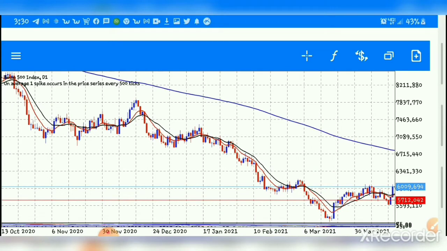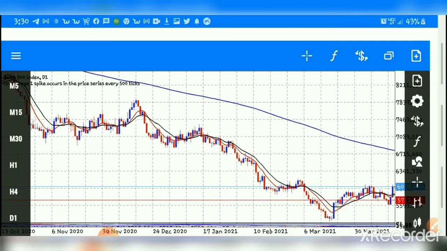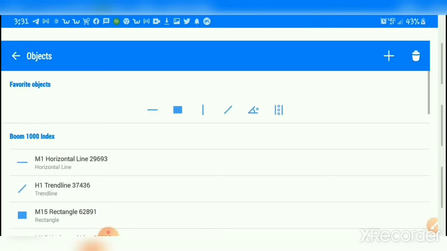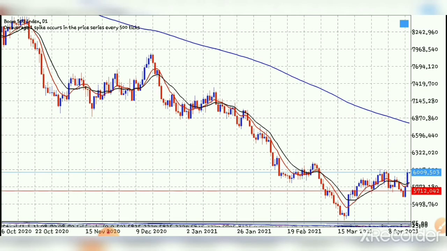So what you do now, once you've finished loading, click on the chart to select the object. Make use of the rectangle here, or you can make use of the horizontal line. Click on the rectangle. Then what you are looking for is the area that the price has touched, and for at least 2 times the market respected a particular place. So looking at our chart now, we can choose here as an area of support.